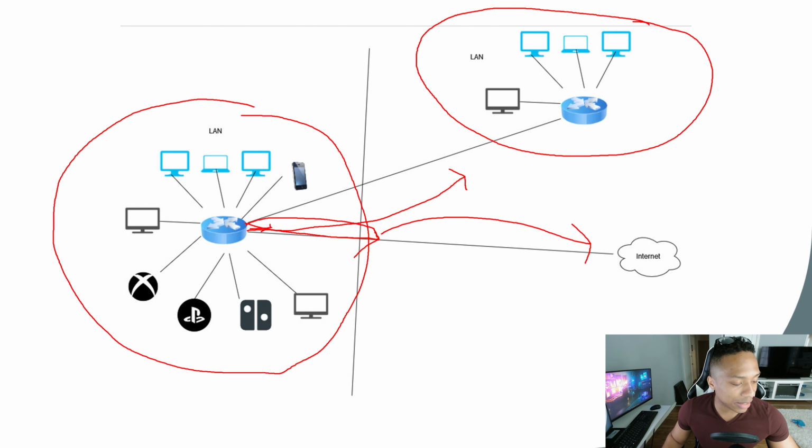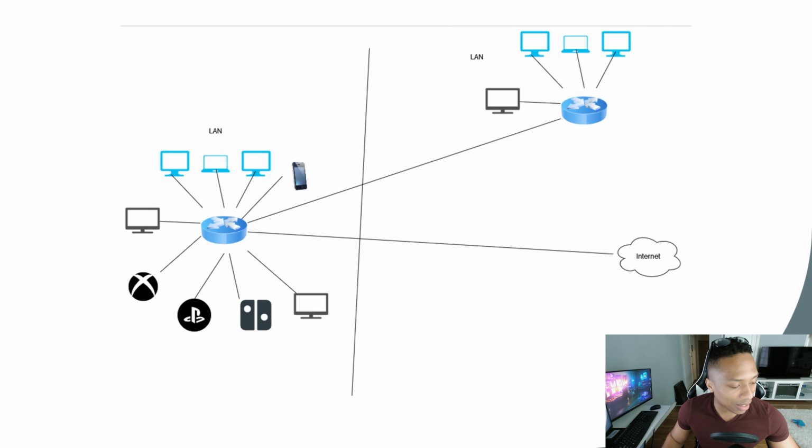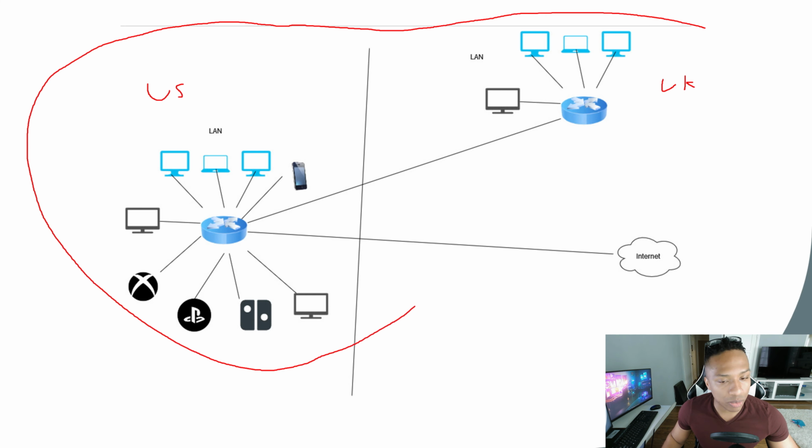So what is a WAN in this case? Let's go ahead and delete all this just so we don't confuse anybody here. What is a WAN in this case? As you can see, these two LANs are connected. Let's say this is in the US, and this could be in the UK, for example. So this would be considered a WAN.